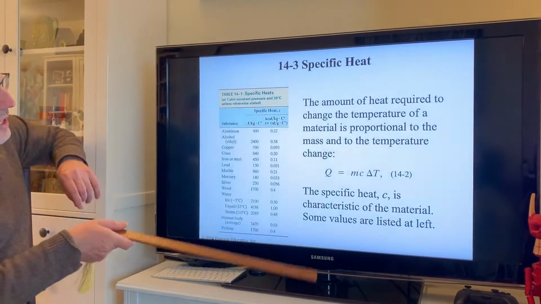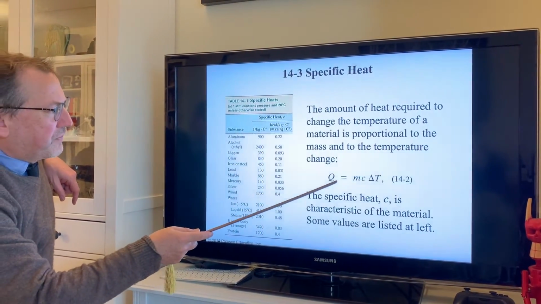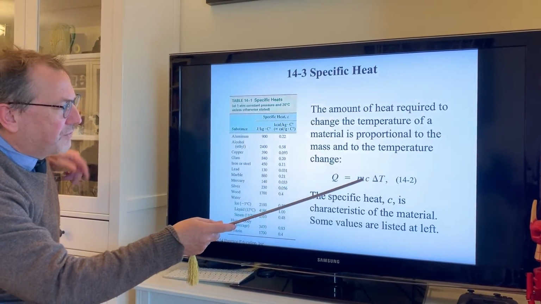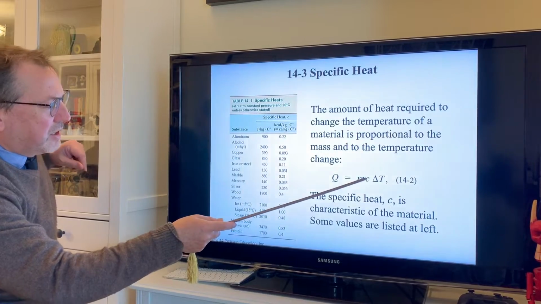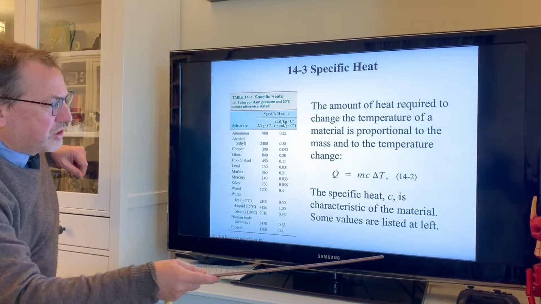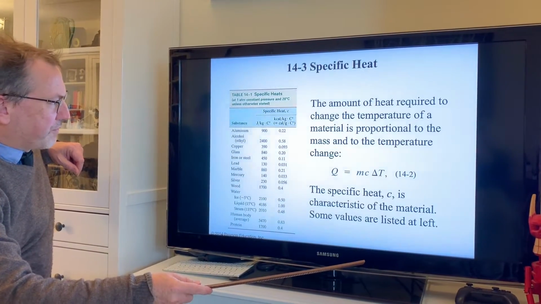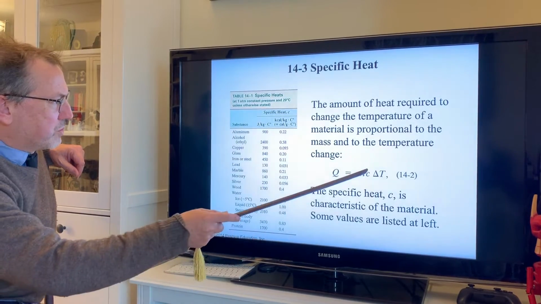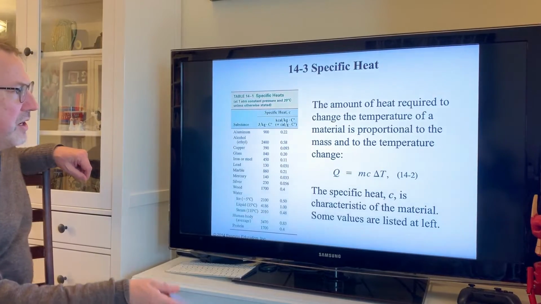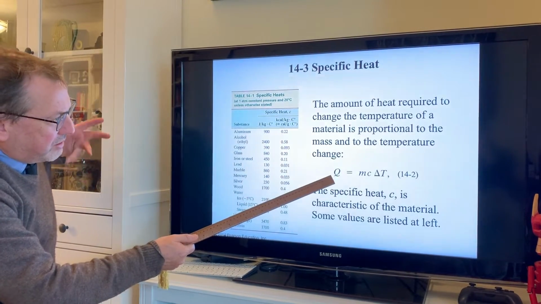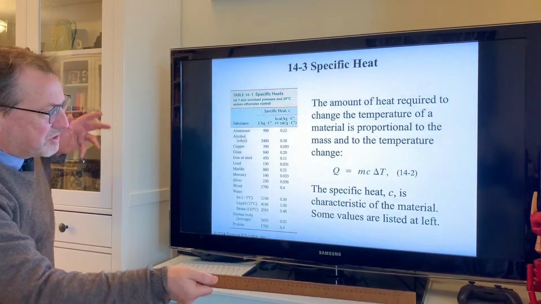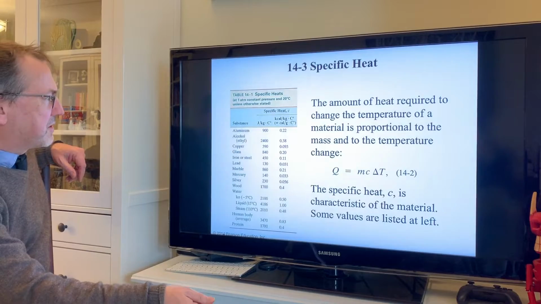The amount of heat then to effect a change, the amount of heat, Q, is equal to the mass of the material being heated multiplied by its specific heat capacity multiplied by the temperature change, okay? So that makes sense dimensionally because I've got joules per kilogram per degree centigrade times kilograms times degree centigrade, right? So this is telling me how much heat I need to heat a given mass by a given temperature, and C is called the specific heat capacity.